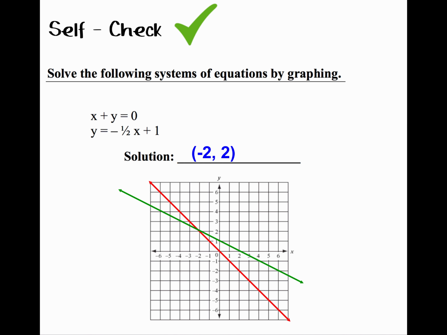Did you get it correct? Were you able to graph correctly? Most of the time when people get an incorrect answer, it's usually because they graphed incorrectly. Perhaps they did the wrong y-intercept or the wrong slope.